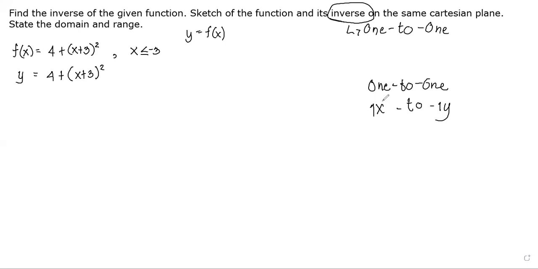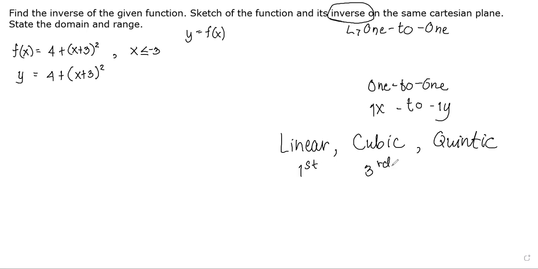So, ganun siya rito. Okay? And pag sinabing inverse, dapat 1-to-1 muna sila. Now, ito yung example ng may inverse. Ang madalas na may inverse dyan ay yung mga linear, yung cubic, okay, quintic yun, di ba? Kapag 5th degree. Yeah, 1st degree, 3rd degree, 5th degree. So, mapapansin mo, puro odd. 1st degree, 3rd degree, 5th degree polynomial.